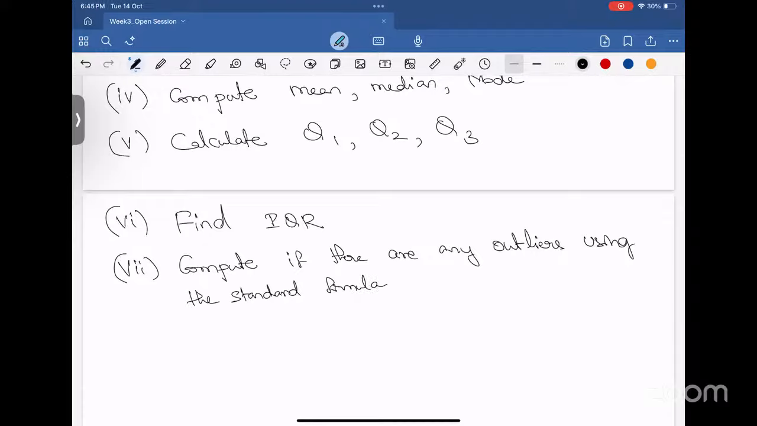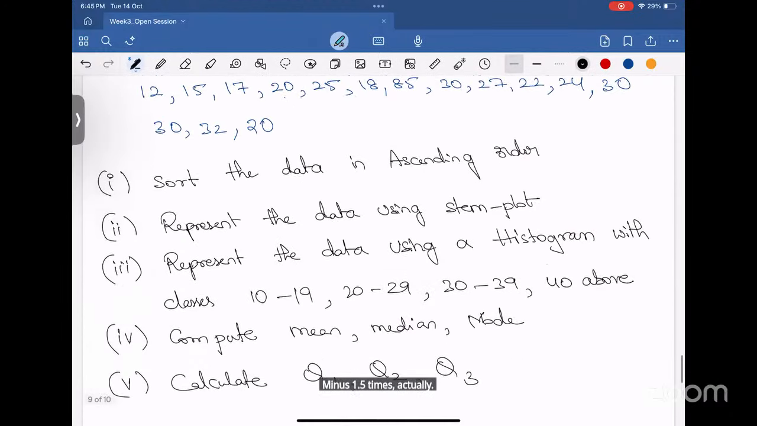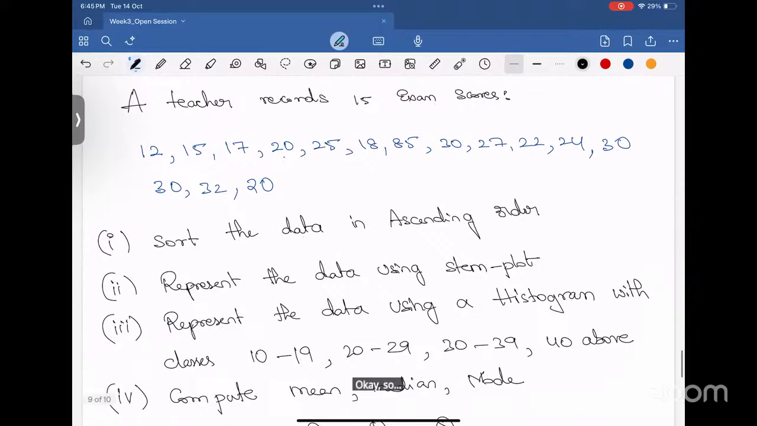The formula for outliers: we say it is an outlier if it is less than Q1 minus 1.5 times IQR. We will also say it is an outlier if it is greater than Q3 plus 1.5 times IQR. Okay, so if we do this example, we are almost covering most of the important concepts of week 3.